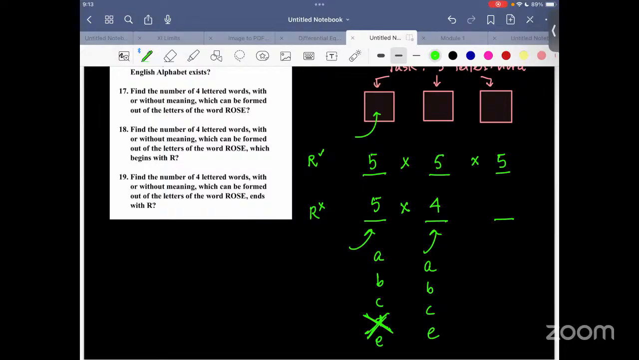The rest, multiplication will do. Is it clear? After this, someone must have come here. Then who remains? Any three remains. So the answer would be 5 into 4 into 3. Is it clear? And the work is dependent on each other. That means the work is not finished yet. That is why you multiply. Is it clear to everyone?